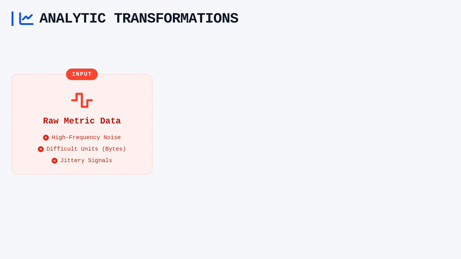Analytic transformations allow us to inject complex processing functions directly into our data signals to execute real-time modifications. Instead of viewing raw bytes, we can apply scaling transformations to convert those values into readable gigabytes or terabytes, which makes infrastructure capacity planning much more intuitive.